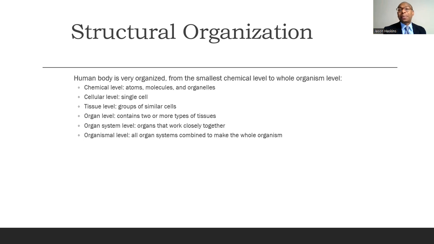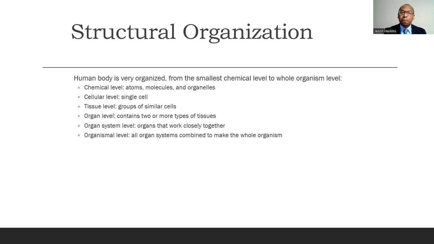Those cells that have similar function come together to create what we call tissues. Now, there are four main types of tissues in the body. We have epithelial tissue, we have connective tissue, muscle tissue, and nervous tissue. Those are your four types of tissues found within the body. The cells that have similar function create tissues.